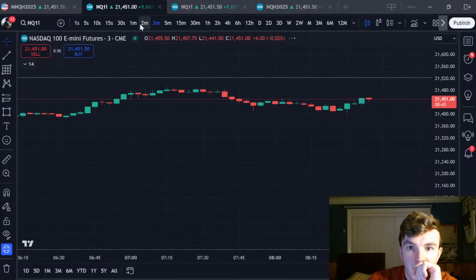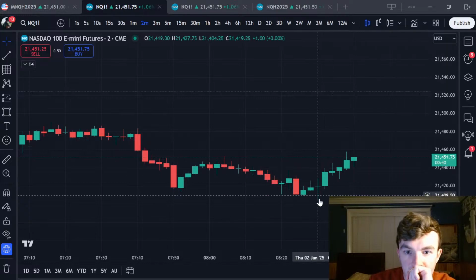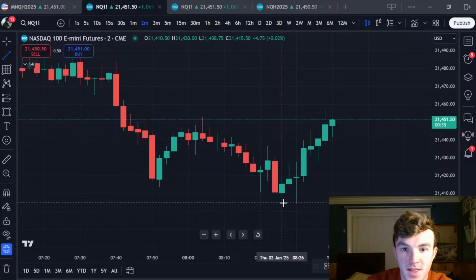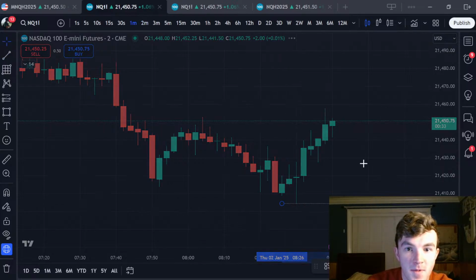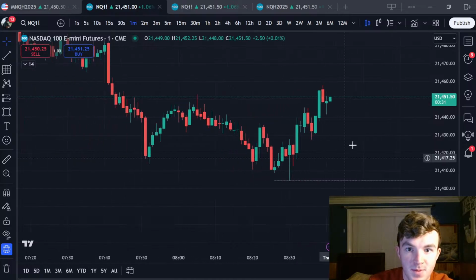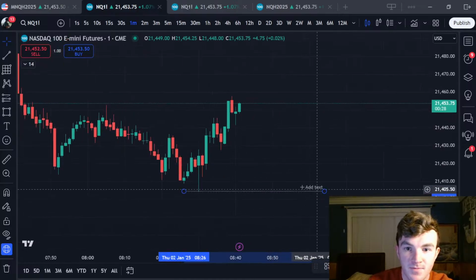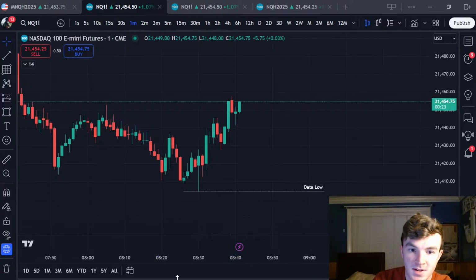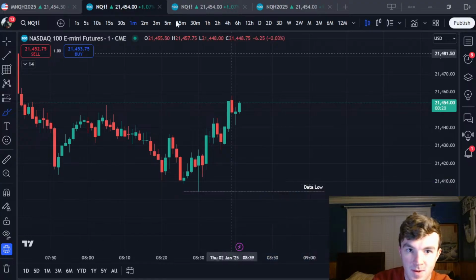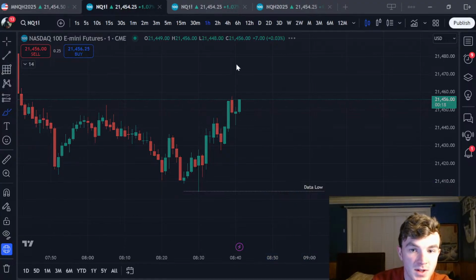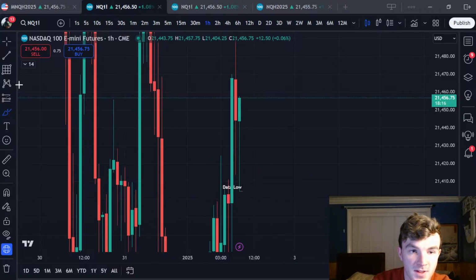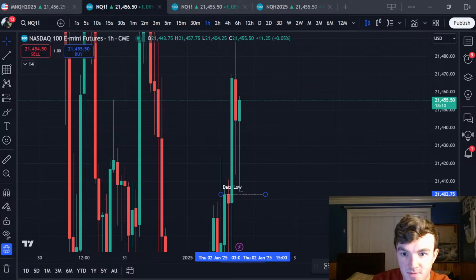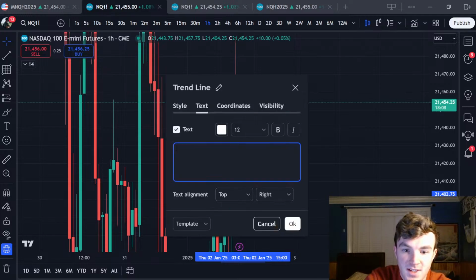Okay. So we might have a one setup for life. We probably will, to be honest. I bet you we're gonna come down and take out the data low before continuing higher. This will probably be a turtle soup down here, because remember, we're bullish on the day. And what was below that data low, perfectly right below that data low, is a 1 hour order block. Oh my gosh, that's like too good to be true.